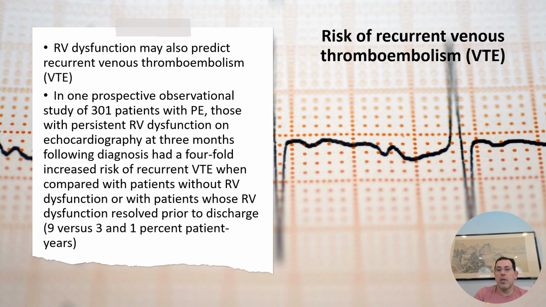So RV dysfunction may also predict recurrent venous thromboembolism. And so it's important that someone does not just an initial right ventricular function assessment, but also one at a later time. And that's because here, in this one prospective observational study of 301 patients with PE, those with persistent right ventricular dysfunction on echocardiography at 3 months following diagnosis had a fourfold increase in the risk of recurrent venous thromboembolism when compared with patients without right ventricular dysfunction or patients whose right ventricular dysfunction resolved prior to discharge. And so it's again going to be important that we get that baseline. So more likely our cardiology colleagues in the outpatient setting will have this information that'll be important to them.